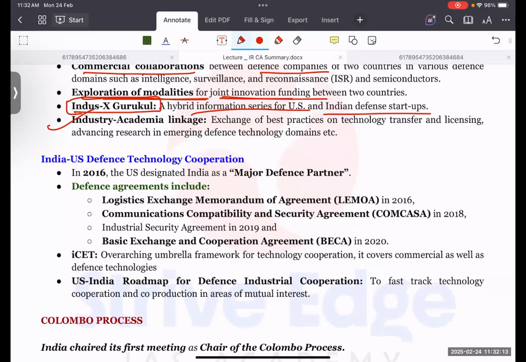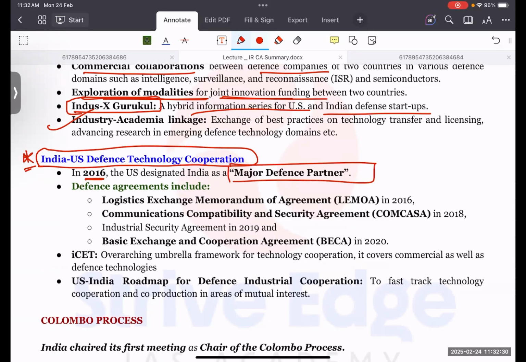Now with this, we'll see one of the important facts about India-US defense technology cooperation, how the defense technology cooperation between India and the United States of America stands. In 2016, the US designated India as a major defense partner.